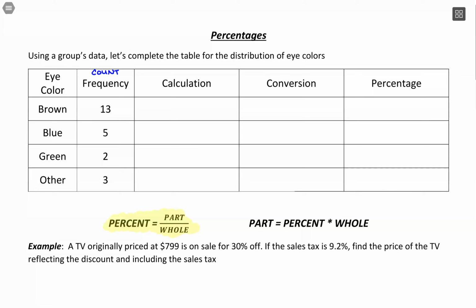So to get to percentage, what we're going to need to know is what's the whole. So with that, we'll need a total for that group. If you add up all of those values, then we know we have this total of 23 people. So instead of describing like 13 people have brown eyes, what might be more beneficial is talking about what percentage of the group has brown eyes, especially when you're comparing groups that have different totals.